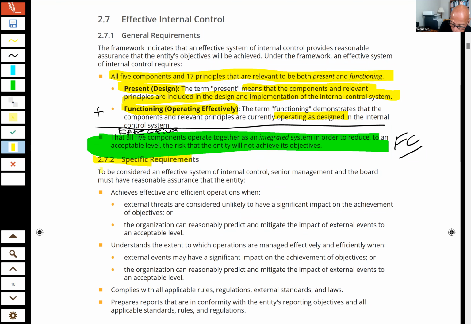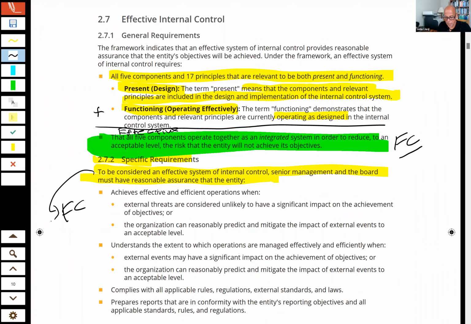So we have to consider what makes an effective system of internal control. Senior management and the board of directors must have reasonable assurance that. Let's go ahead and flashcard some of these things here, because that sounds to me just like a CPA exam question. So on the blank side of the card, and guys, I'm not going to always do this with flashcards, but since we're just starting out, I want you to understand what I mean by a flashcard.